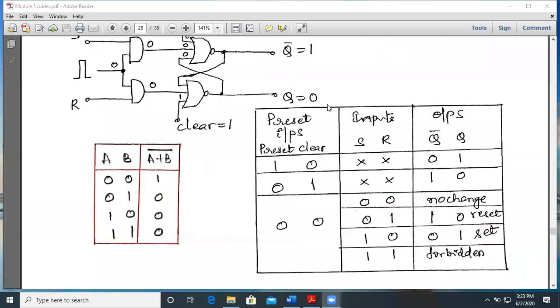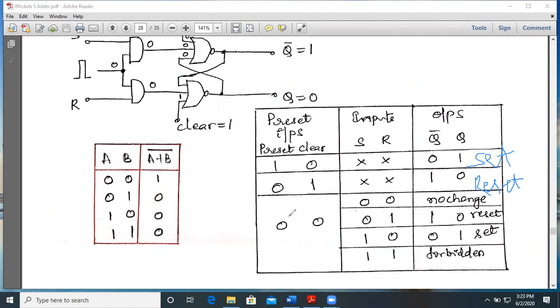The analysis is done. Here is the truth table. You could see that if the clear is 1, irrespective of S and R inputs, we are getting Q as 0. That means we are getting the reset state. So this is how we need to analyze. If S is 1, we write it as set state. If Q is 0, we call that the reset state. So this is regarding preset and clear.